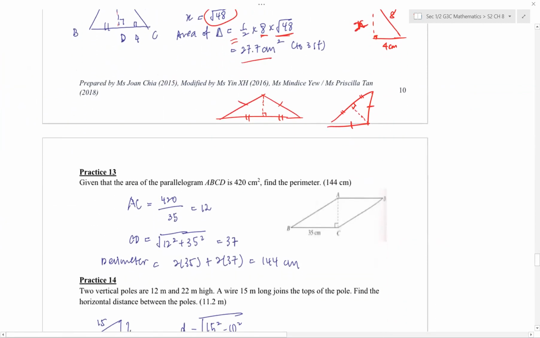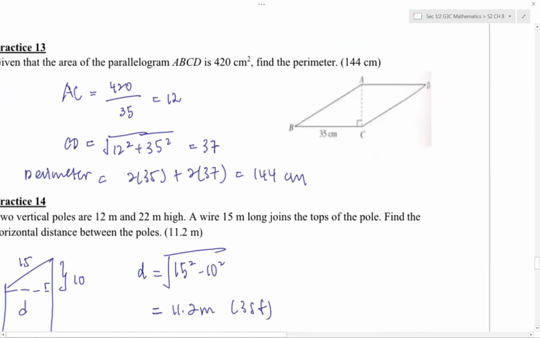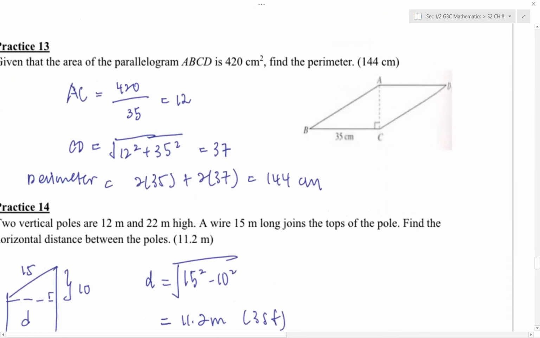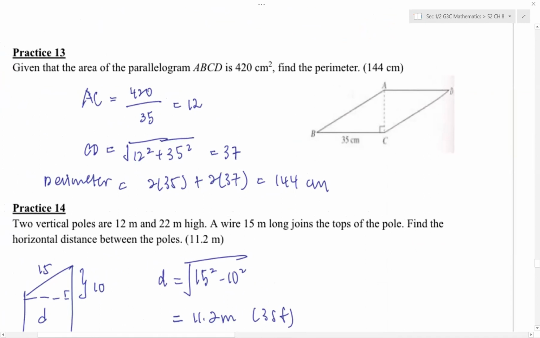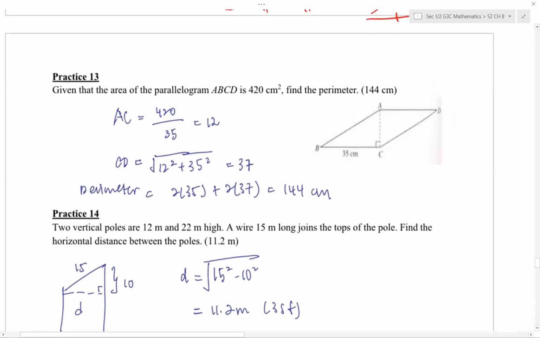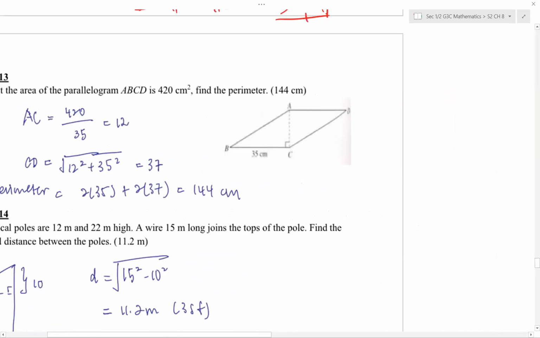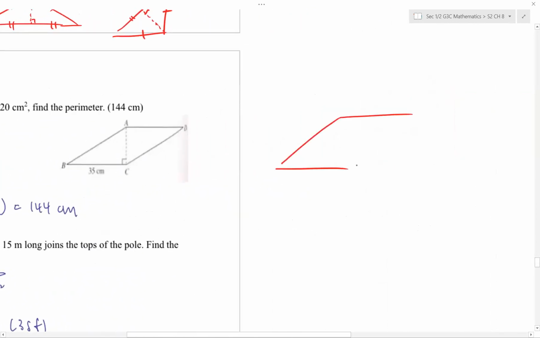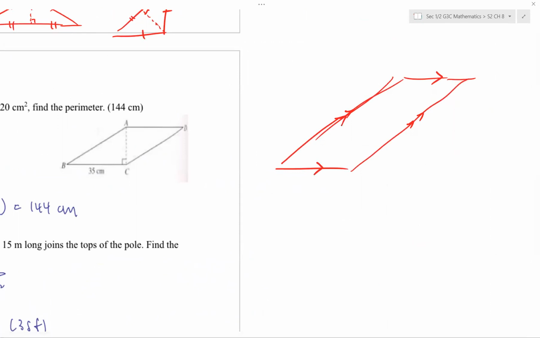So next, practice 13. So now they tell you that the area of the parallelogram is 420. Parallelogram. What is the formula for area? So recap again. Let's draw a longer one. Okay. So if my parallelogram looks like this, we have 4 different sides. All of them can be the base, but they will have their own corresponding perpendicular height.